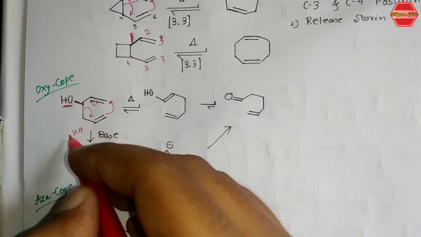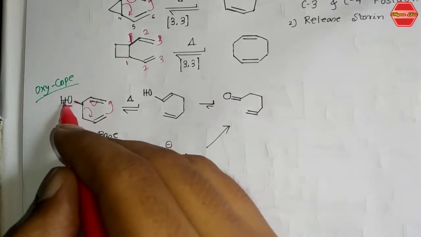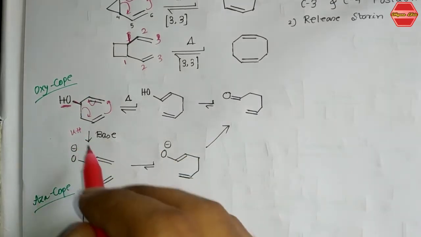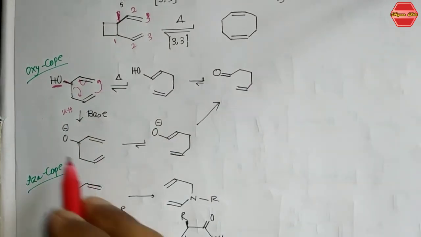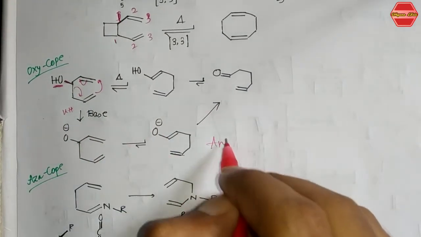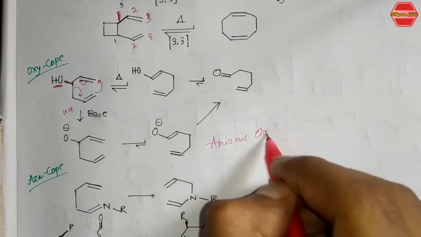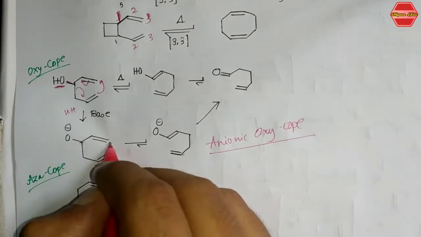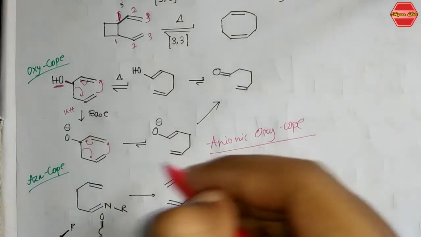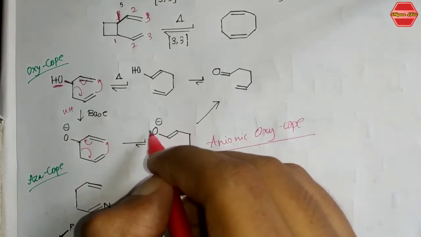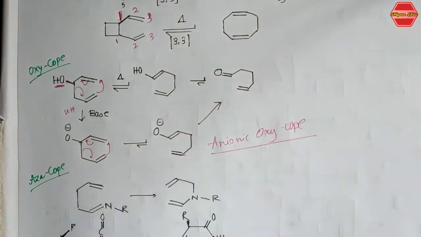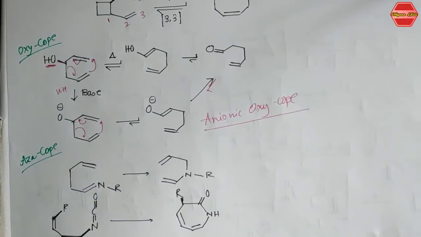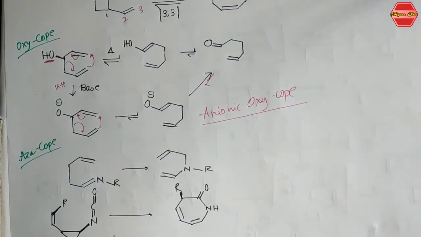This potassium hydride generally takes a proton from this OH, and you are getting this O minus. After that you have this anionic part, and this is basically called the anionic Oxy Cope. Okay, so this anionic Oxy Cope follows this pathway, and you get this one after protonation of this OH, and after tautomerization you get this product. Okay, so this is your Oxy Cope and anionic Oxy Cope.